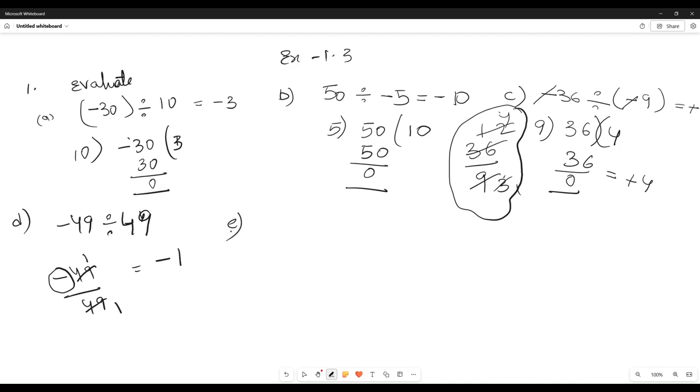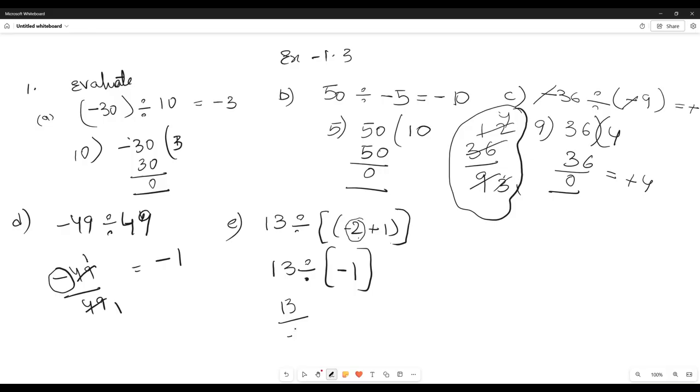And the fifth sum. 13 divided by minus 2 plus 1. I told you, first we have to remove the brackets. So 13 divided by, to remove the brackets, what do we have to do? Minus 2 plus 1. The bigger number is 2. The sign of the bigger number is negative. So from minus 2 you have to take 1, so it becomes minus 1. So minus 13 divided by 1. The denominator has a negative sign, so the answer will be negative. 13 by 1 means 13.